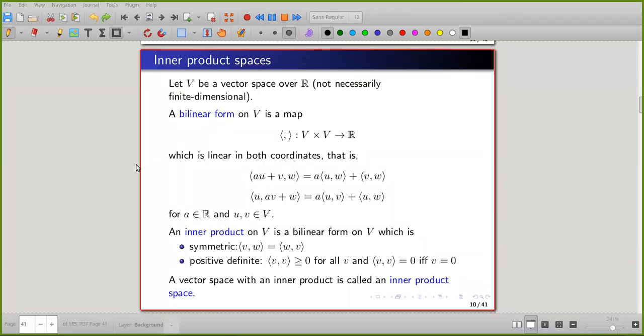What is a form? If you don't like the word form, you can use the word map. A bilinear map on V is, yeah. Okay, so let me go ahead. I mean, you want to call it something, right?